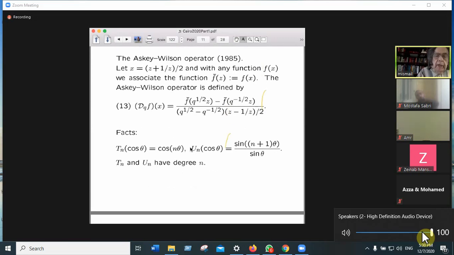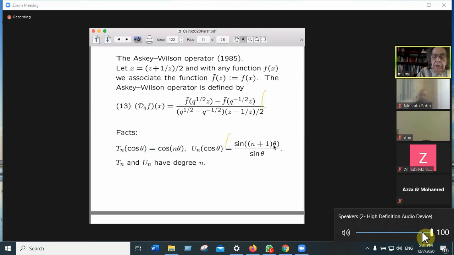Okay, now this has its origin back in trigonometric series, because the Chebyshev polynomial of the first kind is cosine n theta. So cosine n theta is a polynomial in cosine theta of degree n, and that's what this T_n is.